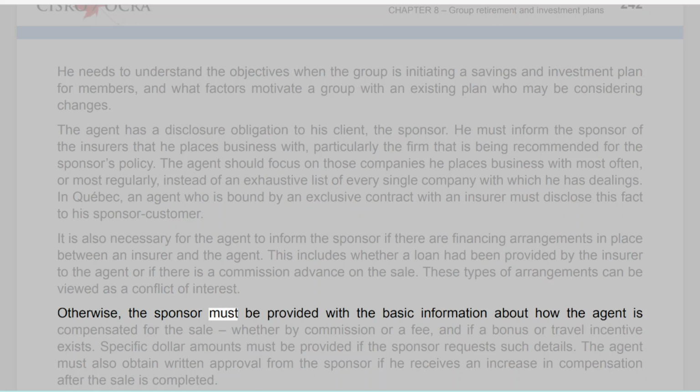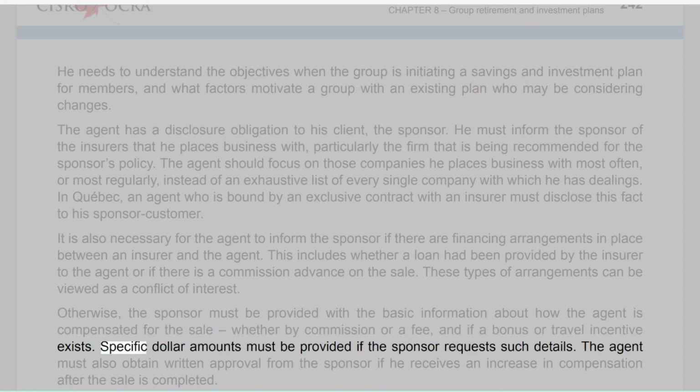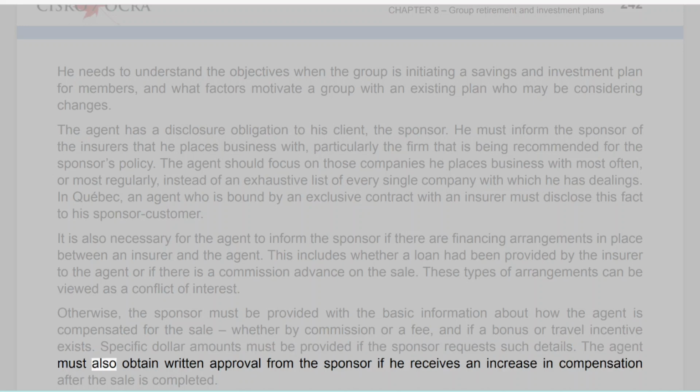Otherwise, the sponsor must be provided with the basic information about how the agent is compensated for the sale, whether by commission or a fee, and if a bonus or travel incentive exists. Specific dollar amounts must be provided if the sponsor requests such details. The agent must also obtain written approval from the sponsor if he receives an increase in compensation after the sale is completed.